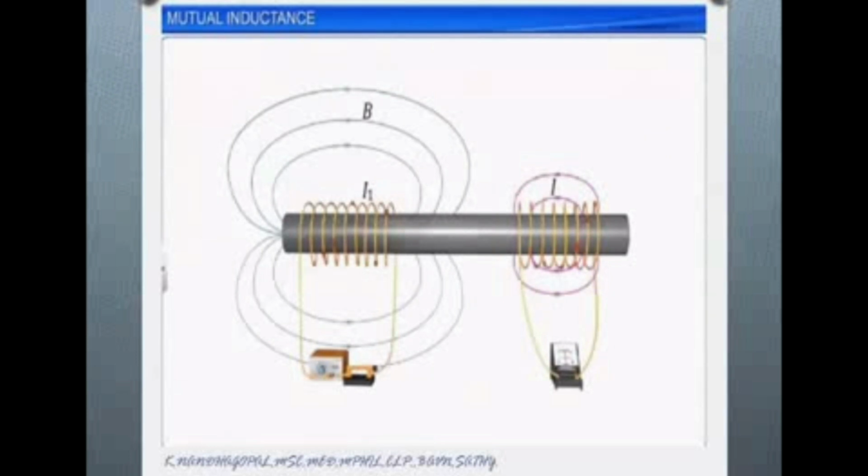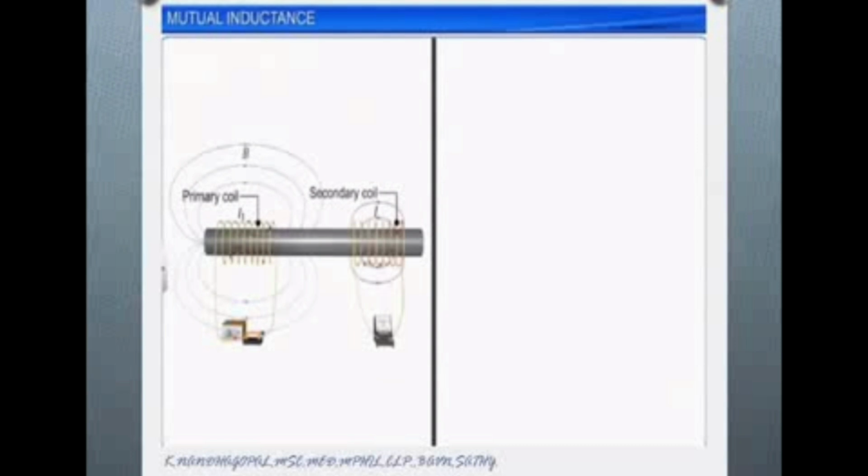When it is far away from that coil, no EMF is produced in that coil, right? So this is called mutual inductance. Now we are going to calculate what the mutual inductance is.